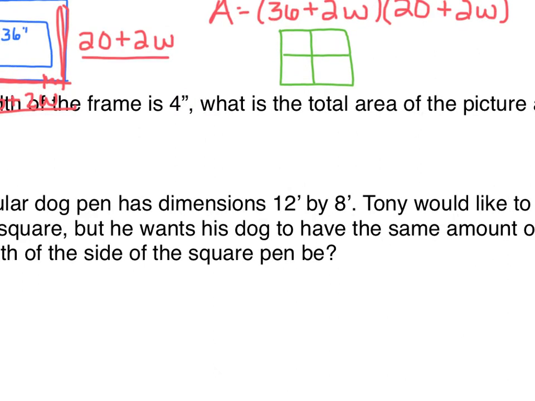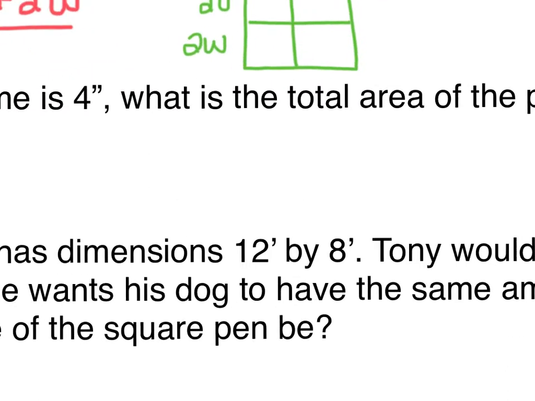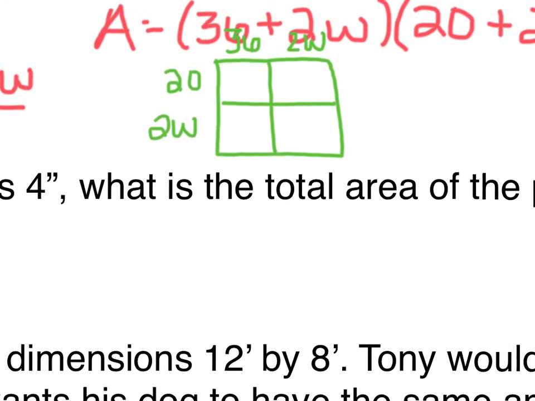Oh, well, it'll have to work. So we'll say this up here is 36 and 2W. I know that's hard to see. Down here would be 20 and 2W. Let's zoom that in so I can actually write in the boxes. So 36 times 20, let's see, that's going to be 720.